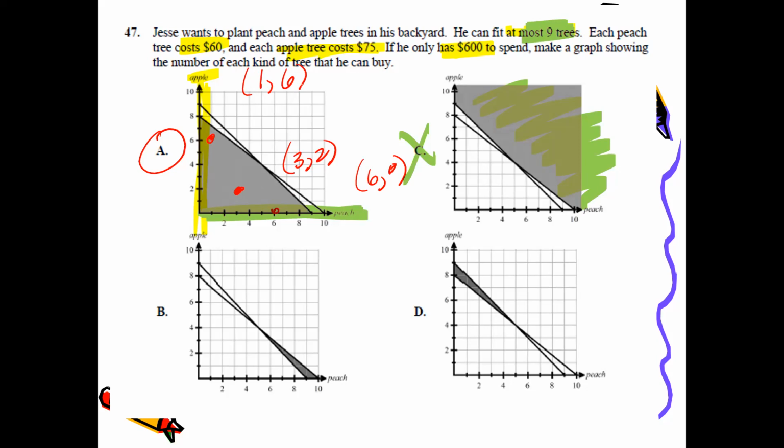And I know you're like, well, why can't it be B or D? Well, do you see how if I put a dot here and here, it's not included in the dark shaded region? There's nothing saying that he can't plant 3 apple and then 2 peach trees, right? So the one that's more correct is A as in apple.